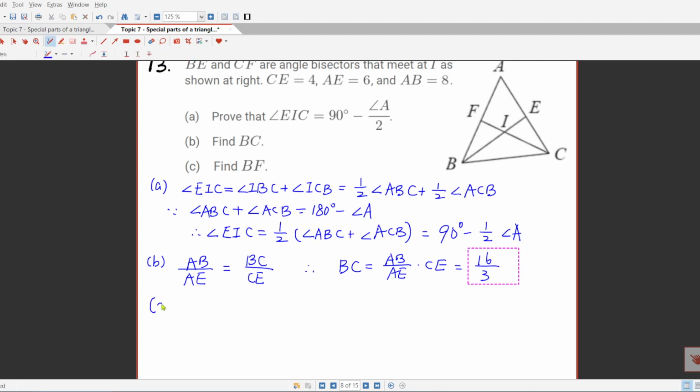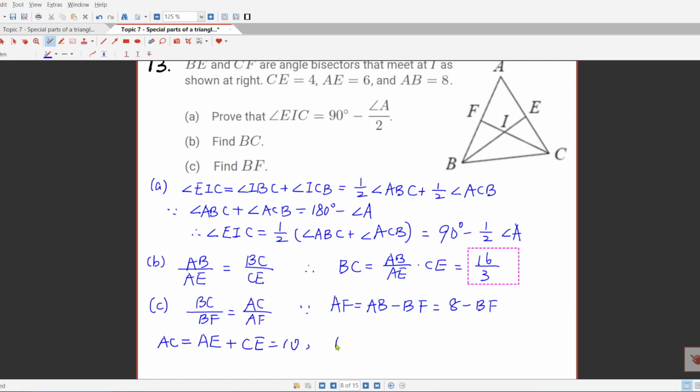And in question C, from the angle bisector theorem, we're going to use this again. We have BC over BF equals AC over AF. So if you see angle bisectors, you could use the angle bisector theorem to have some ratios, right? Since we have AF equals AB minus BF, which is 8 minus BF, then AC equals AE plus CE equals 10, and also BC equals 16 over 3.